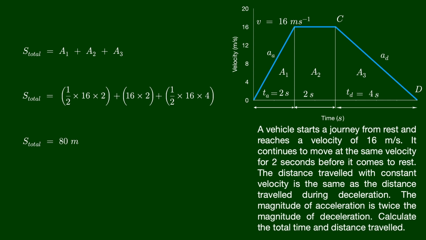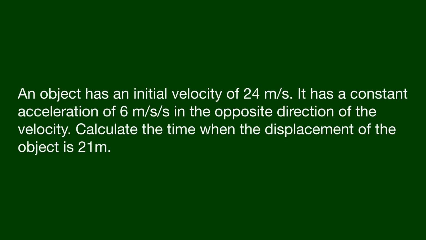Let's move on to the next problem. An object has an initial velocity of 24 meters per second. It has a constant acceleration of 6 meters per second squared, in the opposite direction of the velocity. Calculate the time when the displacement of the object is 21 meters. Let's understand the direction of the displacement, velocity, and acceleration vectors of the object.